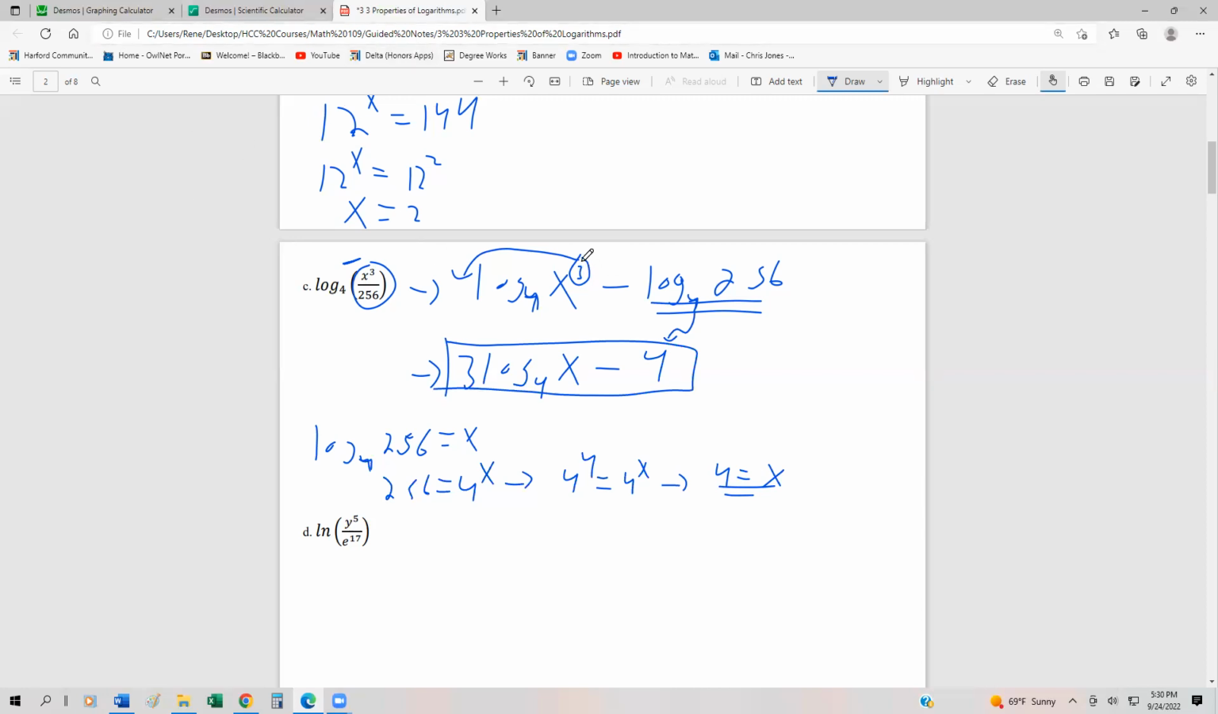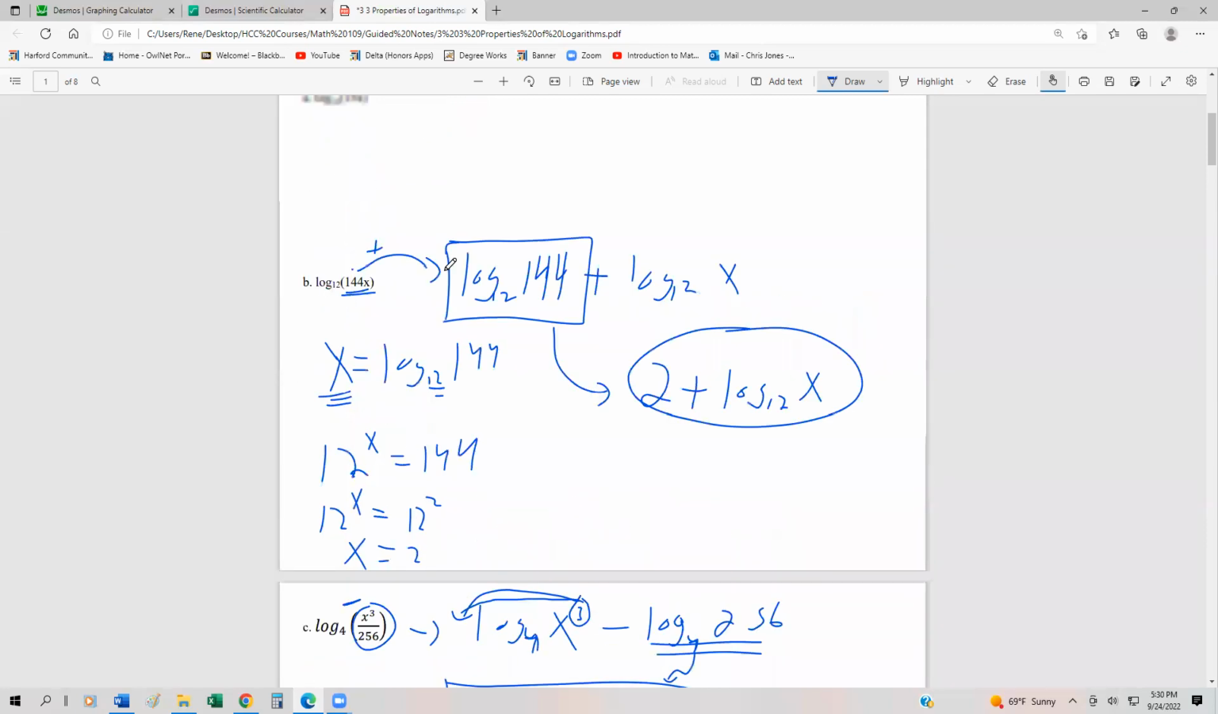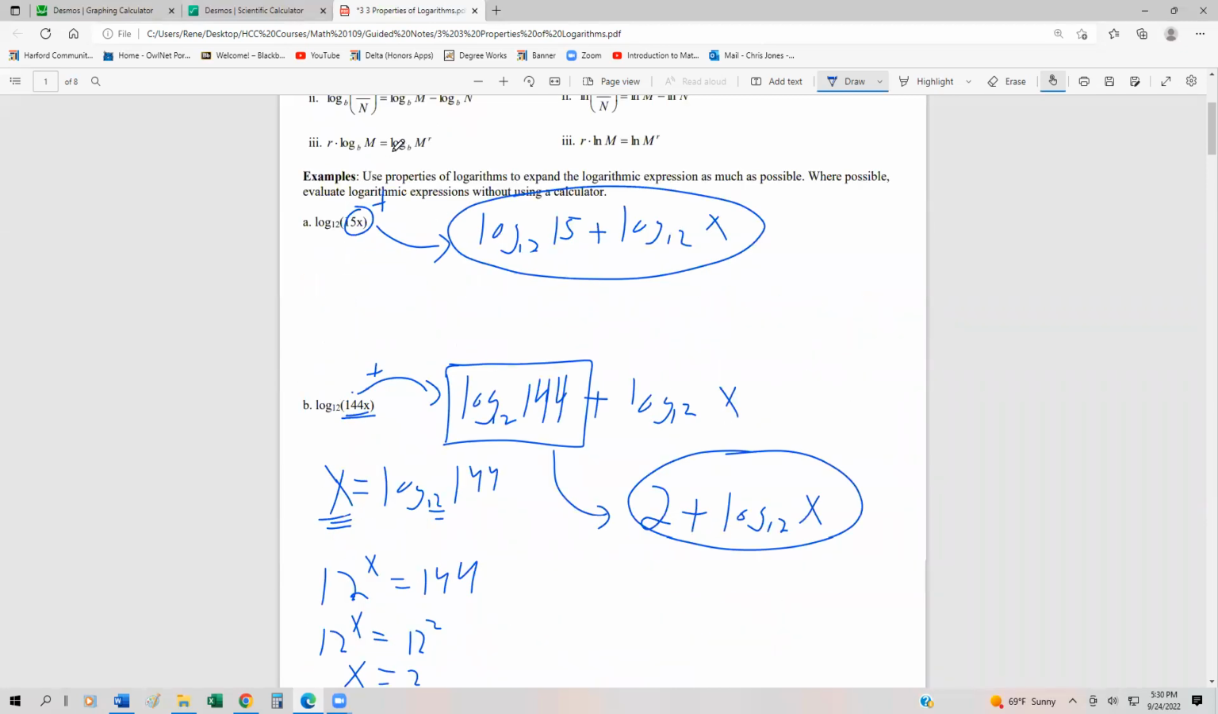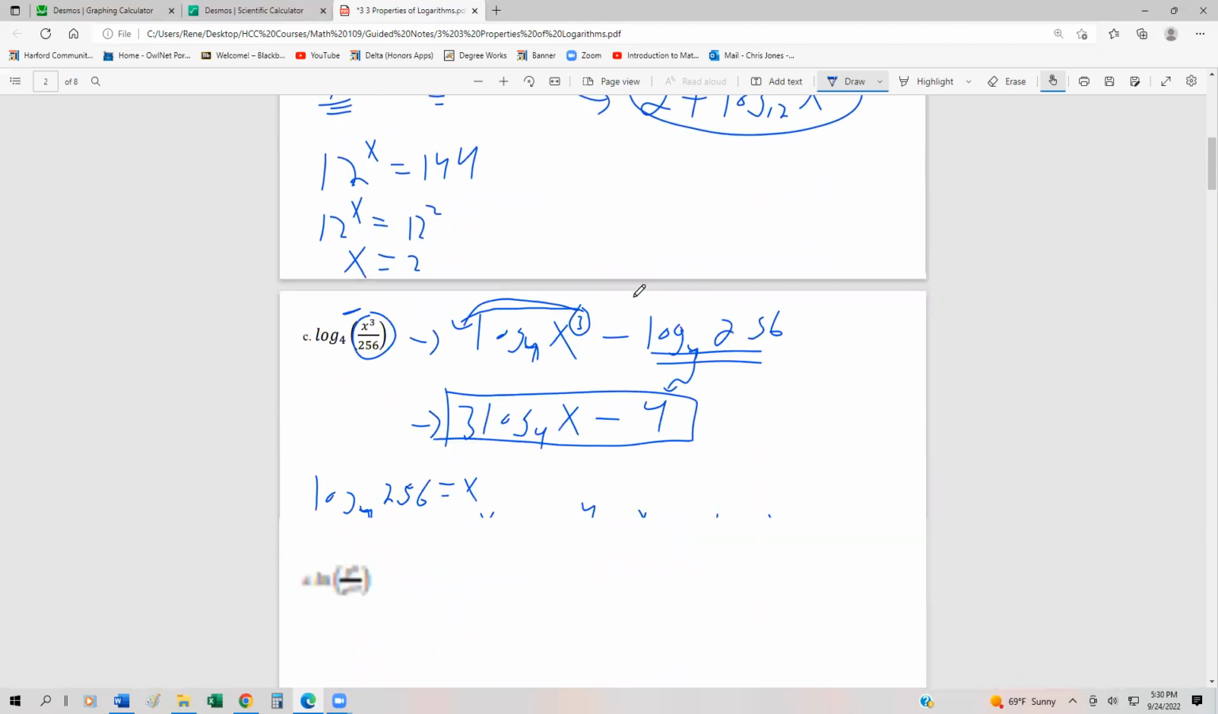By the way, this rule where we took this exponent and moved it in front is actually going backwards. We took this rule right here, and we just put the r down here. So basically the r in this case was the 3.